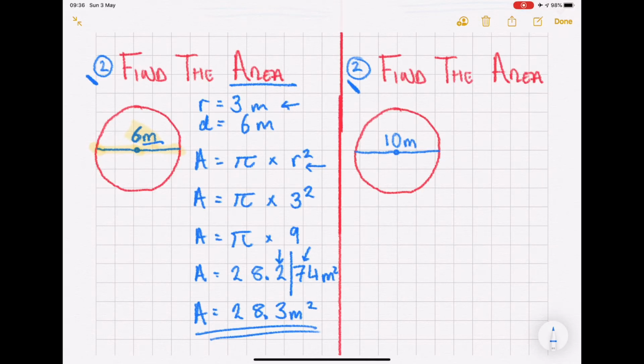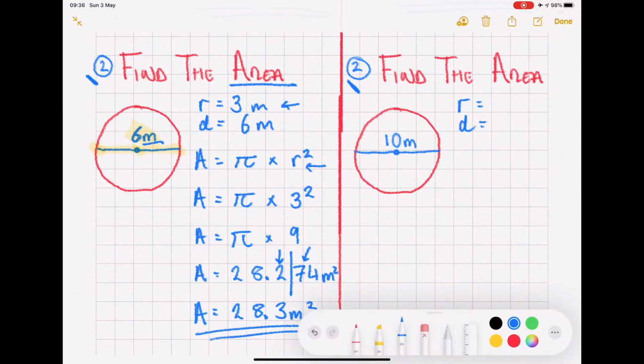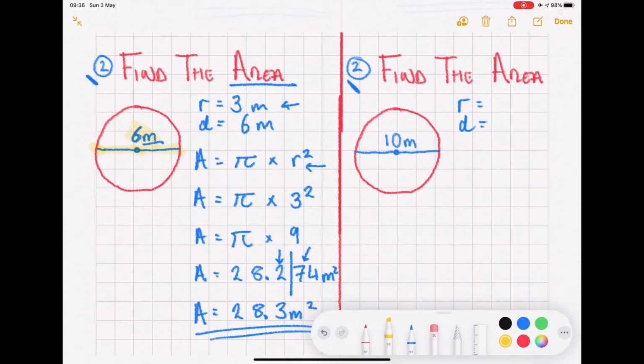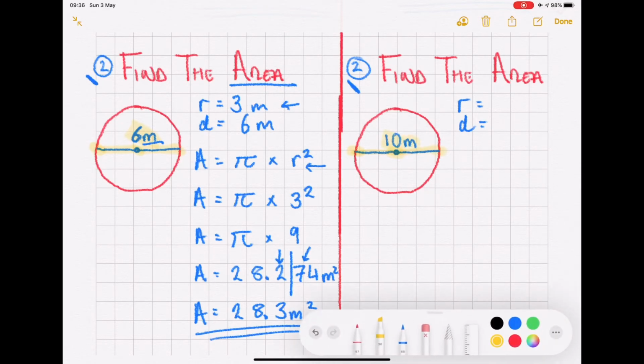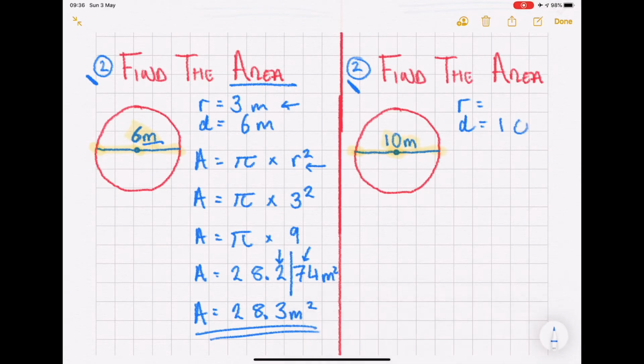Okay, fantastic. Right, circle question, radius, diameter. That's the first thing we always do. What have we been given? Well, we've been given the length that goes from here through the centre all the way to the other side. We've been given the diameter. So our diameter is 10 meters. Our radius is half our diameter, so our radius is 5 meters.